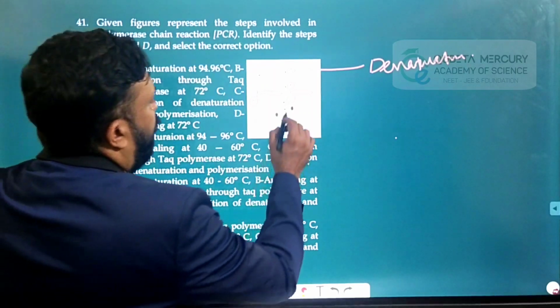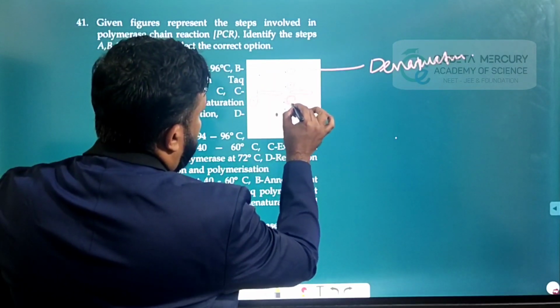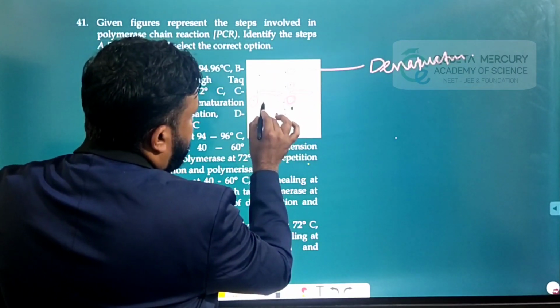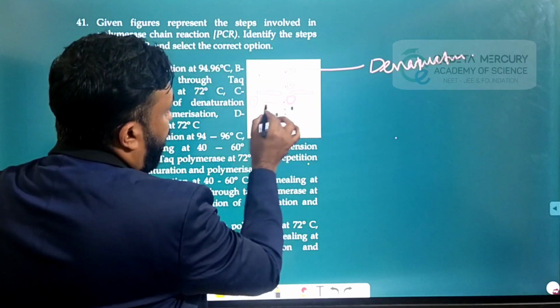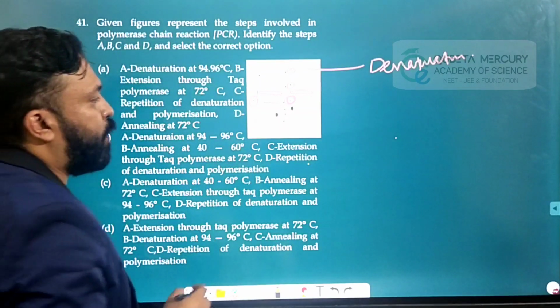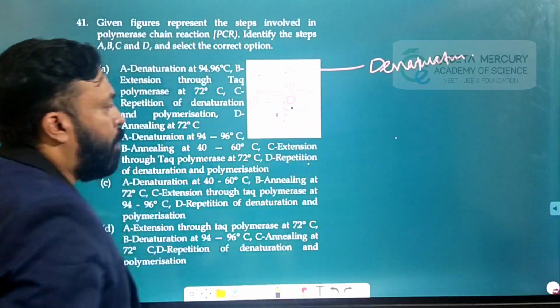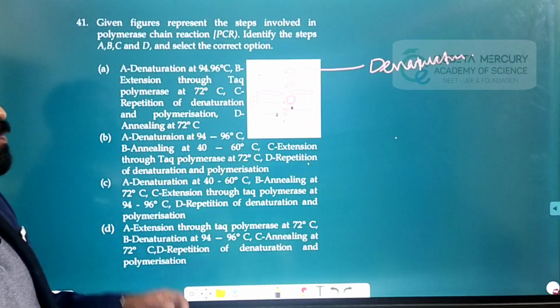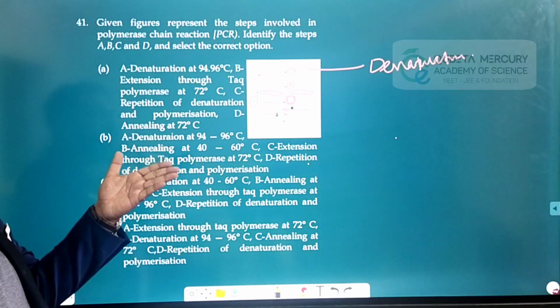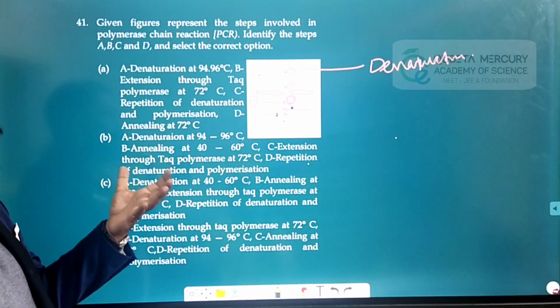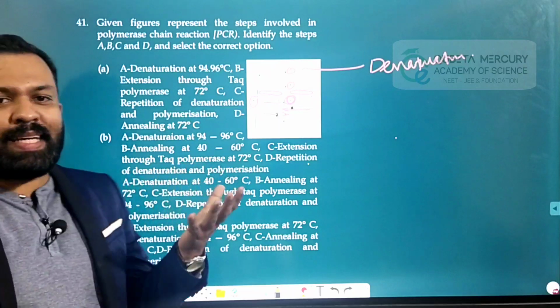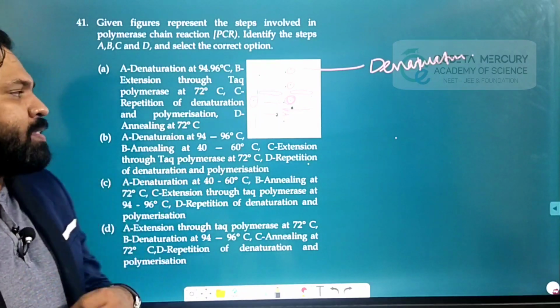Okay, and C is marked here where the dNTPs are involved. Magnesium is facilitating the process where the new strand synthesis takes place. The complementary strand of the template is produced. The process is called the primer extension or the strand extension, and it takes place at 72 degrees Celsius.